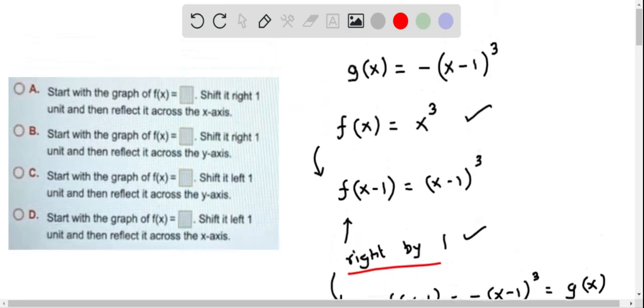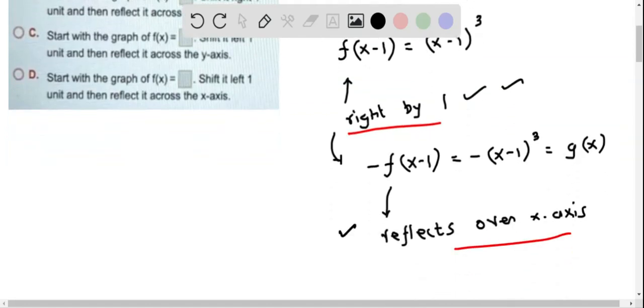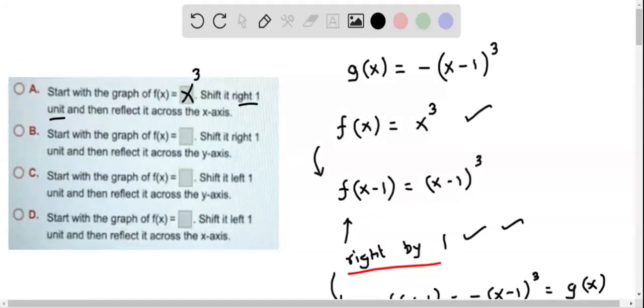And this means we can choose option A, which says to start with the graph of f of x equal to x cubed and shift it right by 1 unit, which satisfies this, and then reflect it across the x-axis, which also satisfies the second transformation. So we choose the first option.